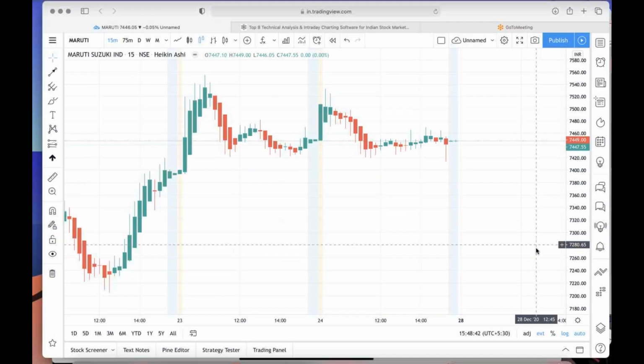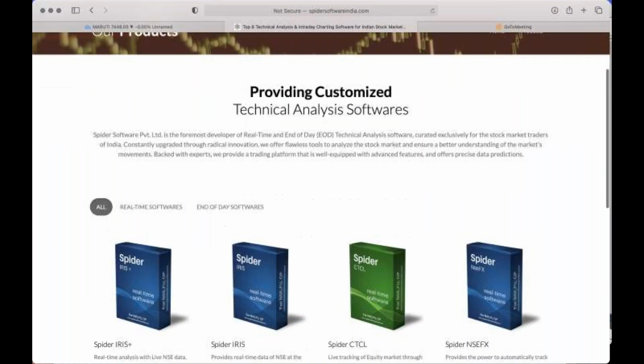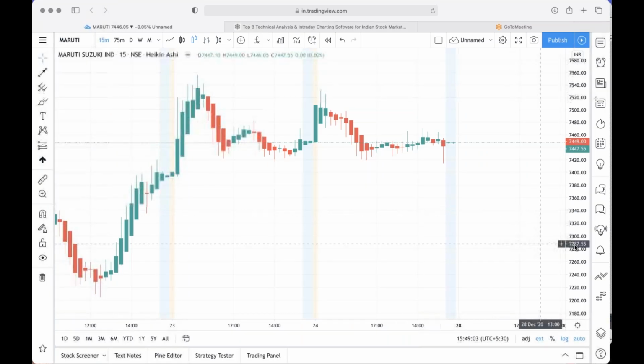No. If you allow me to take the example, I don't know if I have the page open. Let me check. Yeah. For example, I'll just take this example to explain this answer. The Iris Plus, which is a real-time software, and the Iris EOD, which is an EOD software, are exactly identical. Exactly the same. The only difference is one is real-time, the other one is EOD.